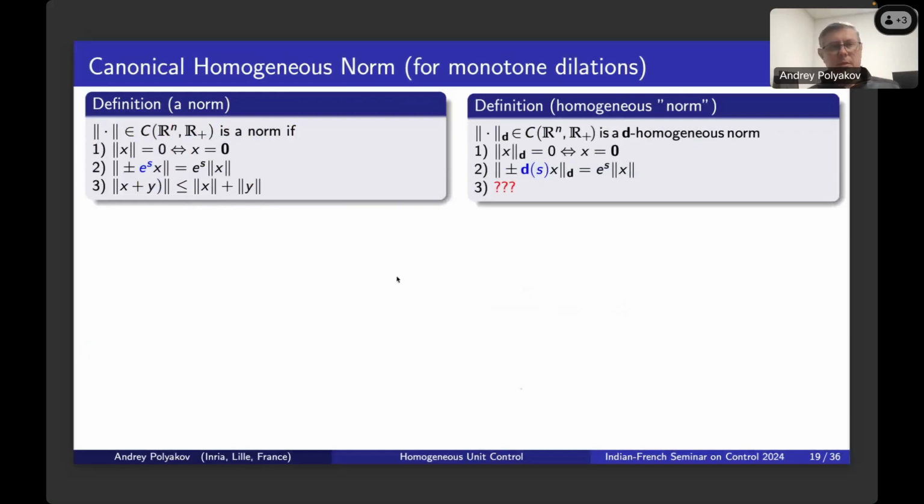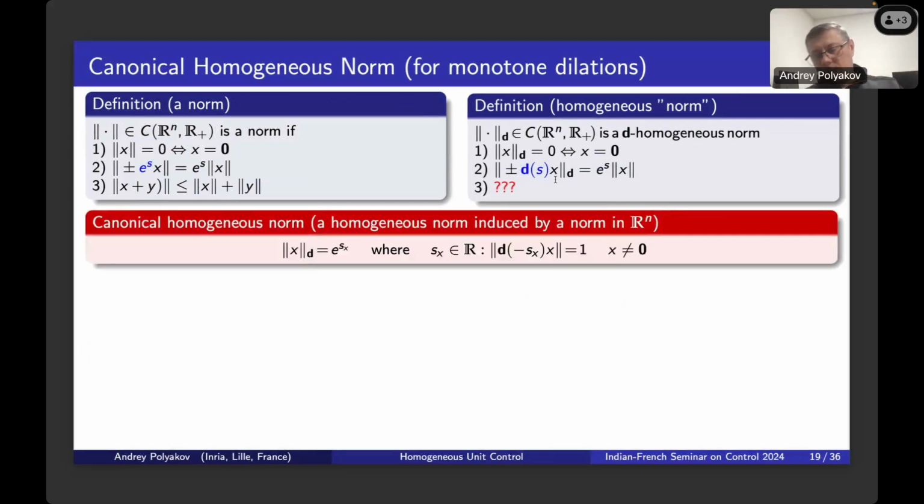vector space. I recall here that the norm is just a continuous function satisfying three properties: positive definiteness, homogeneity, and triangle inequality. And we want to replace this standard homogeneity with a generalized one and construct a new norm. Such a new norm in the literature is known as a homogeneous norm, but for linear dilations we consider a particular case of this homogeneous norm, which is defined implicitly in the following way.